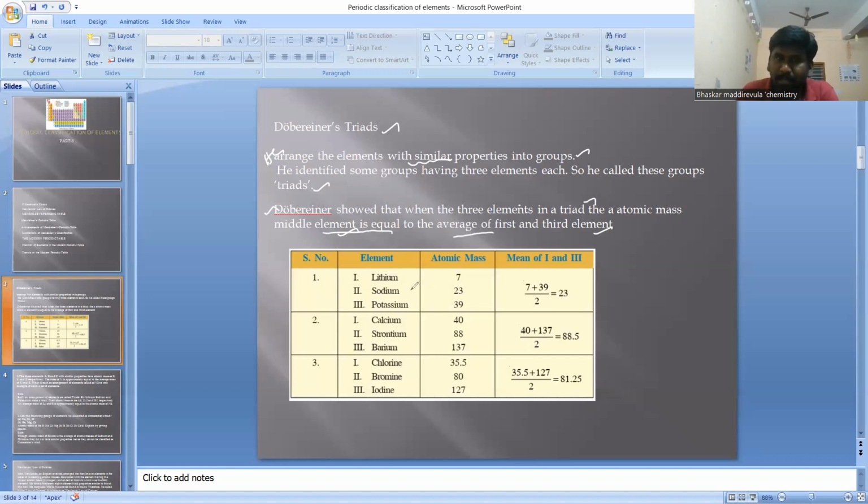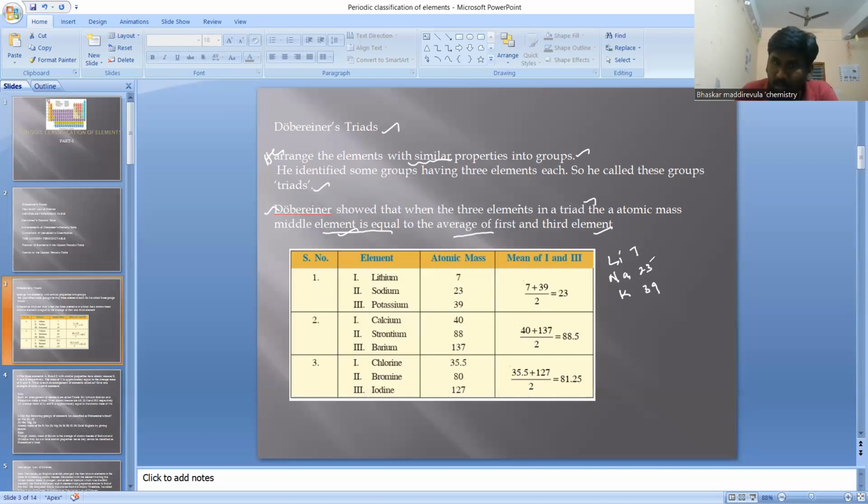The first triad is lithium, sodium, potassium. The elements are in increasing order of atomic mass. Lithium's atomic mass is 7, sodium's is 23, and potassium's is 39. Here they are in increasing order of atomic mass, and at the same time these elements possess similar properties.